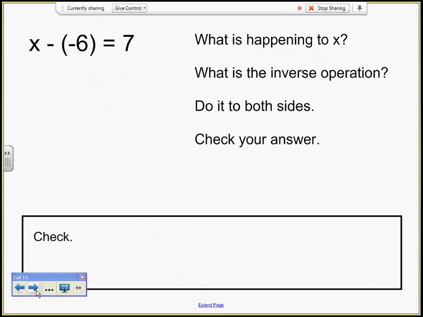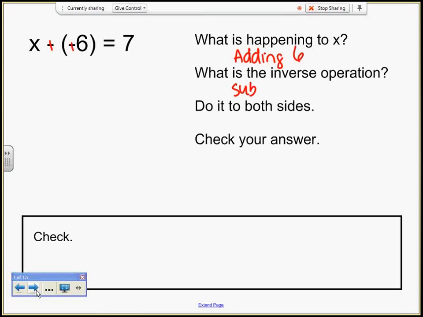Okay, what's happening to x? First of all, I'm subtracting negative 6 from it, right? But that's a bunch of negatives. I'm going to change that guy. It's ugly. Okay. So what's happening to x? Let's see. I am adding 6 to it. Okay. So what's the inverse operation?